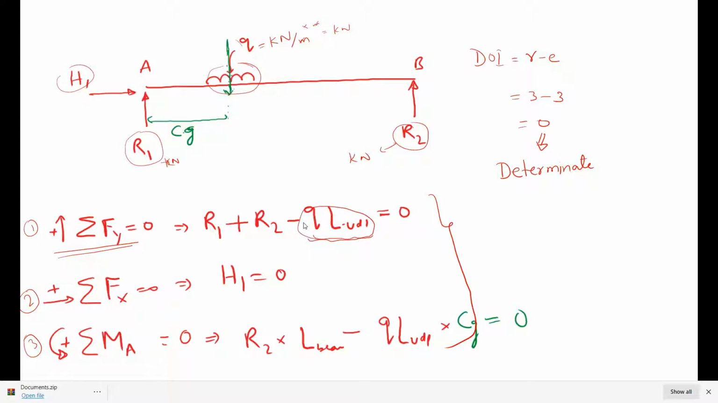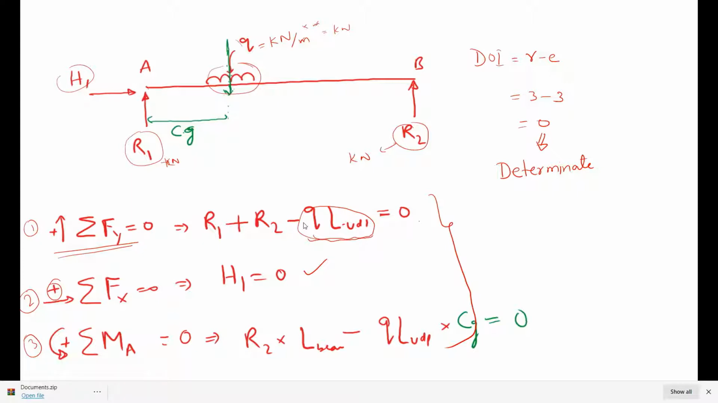Okay, so that is equal to 0, and for horizontal force, summation of Fx should be equal to 0, and right side we are considering positive, so H1 is equal to 0 because no other horizontal forces are acting here, so H1 is 0. And now the third one is summation of moment about point A is equal to 0.